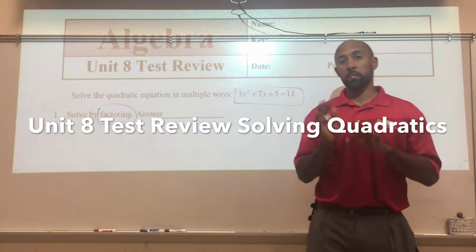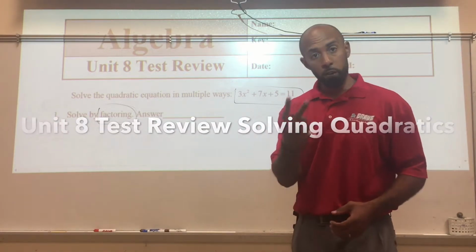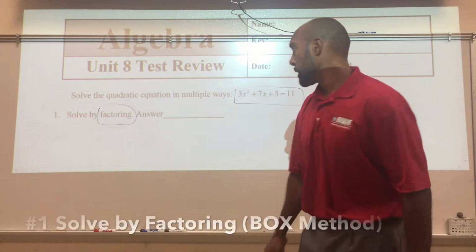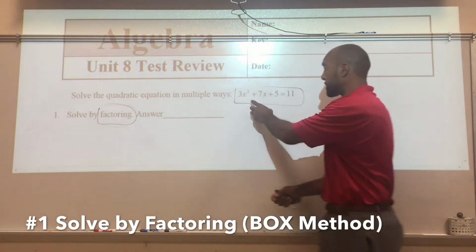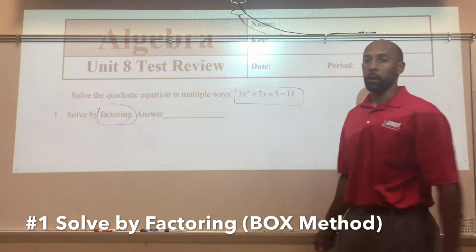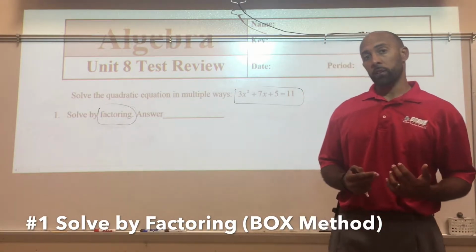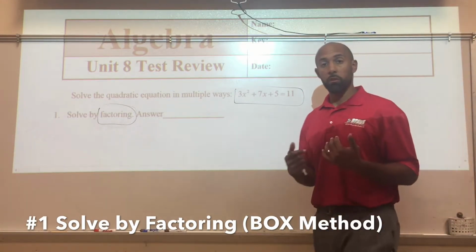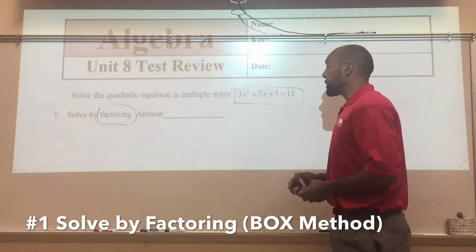Okay, so just remember this is about quadratic functions. And to get started, the first page you've got two problems. Now, the thing is, the two problems are the same problem. So you see this 3x squared plus 7x plus 5 equals 11. You're going to do the same problem twice, but you're going to do two different ways. Okay, because we want you to show us that you know how to do it both ways. Okay, so let's get started.